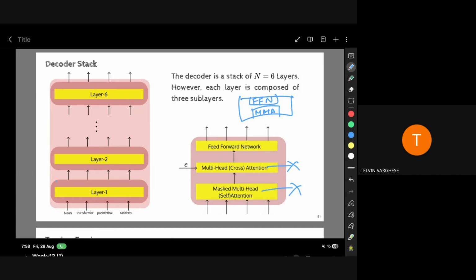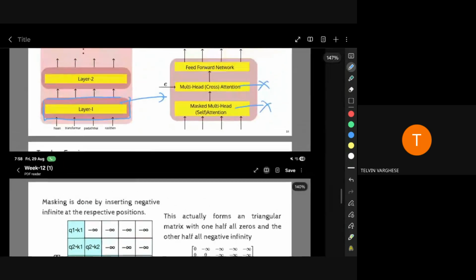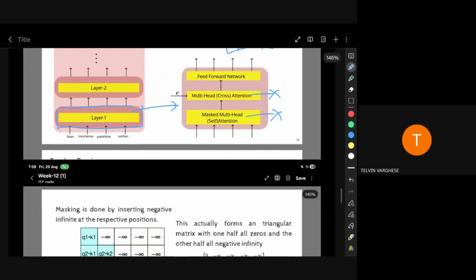So this is called a layer, and if it was an encoder, it would have looked like this. But this is a decoder, right? So if it is a decoder, then it will look like this. It will have three components. I'll explain what each of these is. Let's see what masked multi-head attention is.